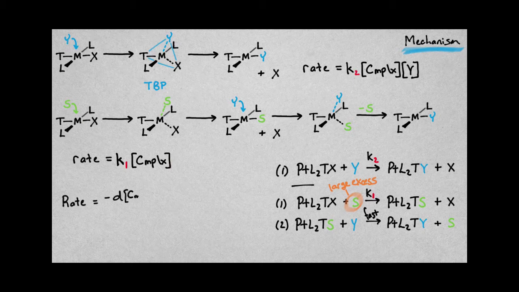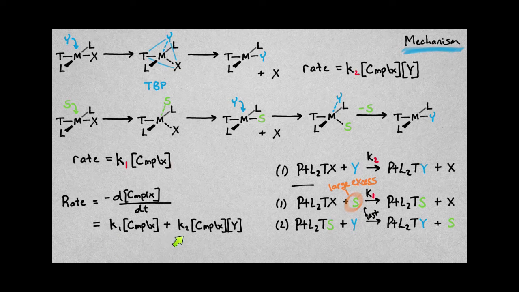Therefore, if we are measuring the actual rate of reaction for this type of substitution, we might be looking at the change in complex concentration over time. The actual rate equation we would observe would be a combination of both pathways because they wouldn't be able to be separated. So our final rate law would be equal to K1 times the concentration of the complex plus K2 times the concentration of the complex times the concentration of the incoming ligand.